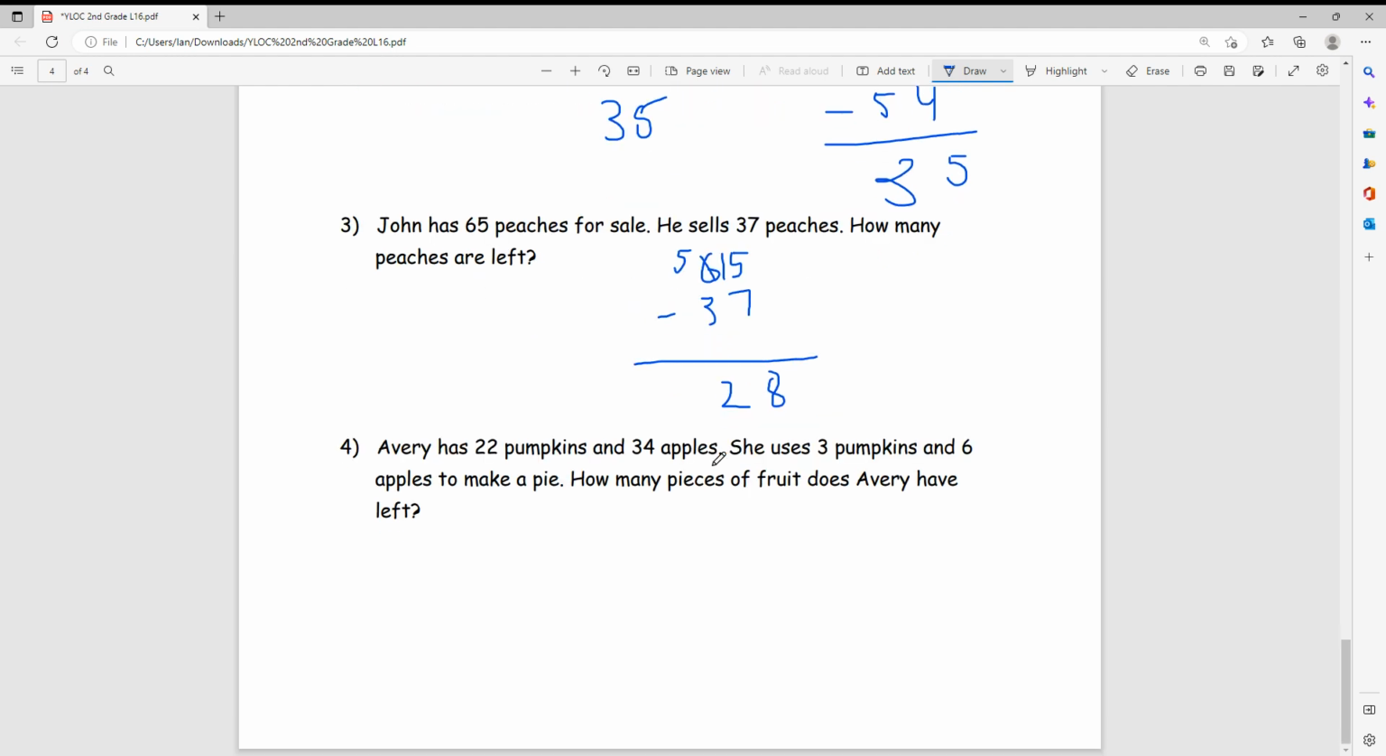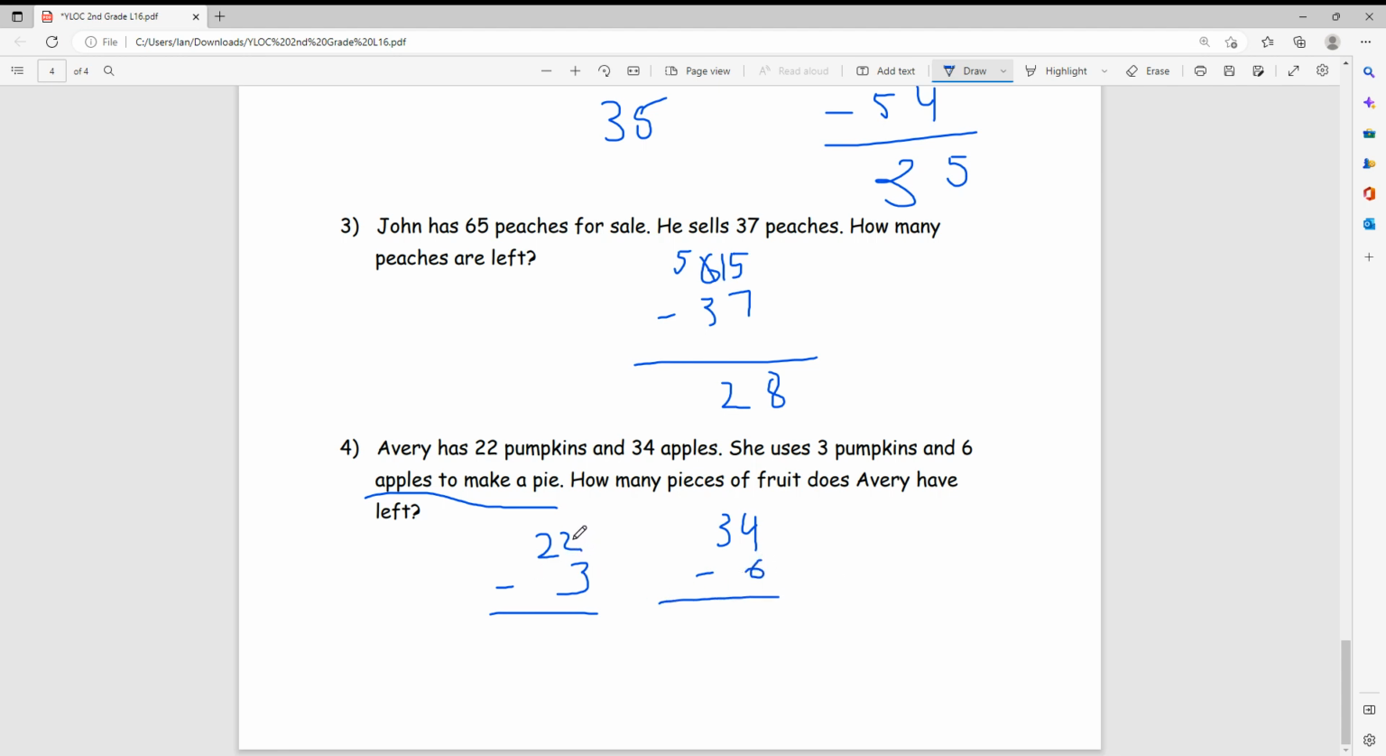Right, so number 4, final question. Avery has 22 pumpkins and 34 apples. She uses 3 pumpkins and 6 apples to make a pie. How many pieces of fruit does Avery have left? So we know that she uses 3 out of the 22 pumpkins, right? So 22 minus 3. And then 34 apples, and she uses 6. So 34 minus 6.